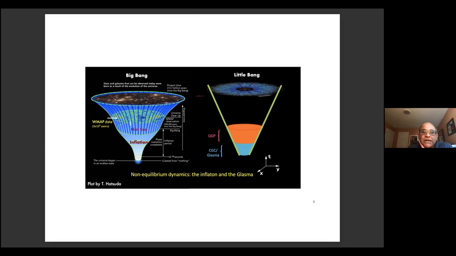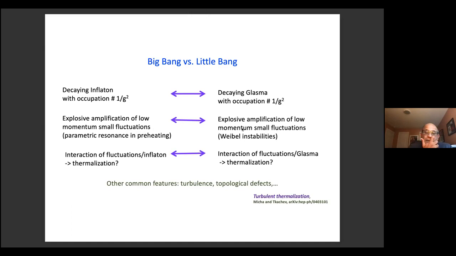And likewise, there's an analogous thing going on here, where you measure anisotropies in the distributions of particles to learn about the very early time physics, what happened. Specifically, in the Big Bang case, the physics of decaying inflaton with high occupancy is that of this decaying non-equilibrium gluon fields called the glasma, with the same 1/(Q alpha_S) occupation number.